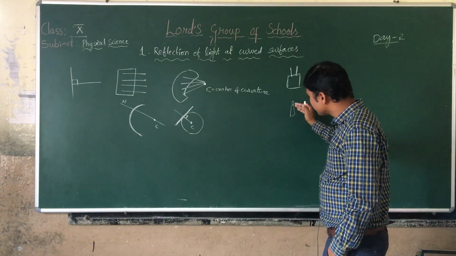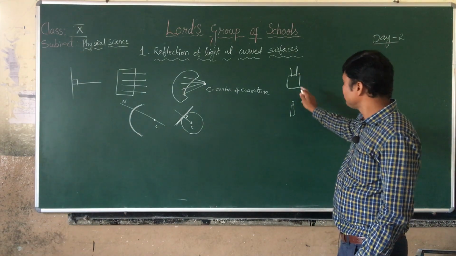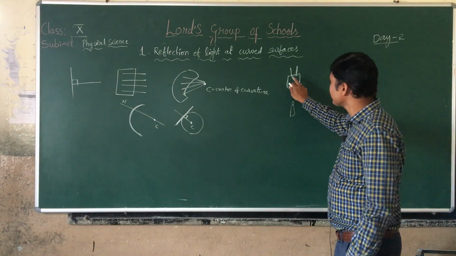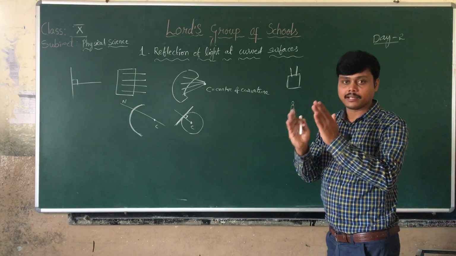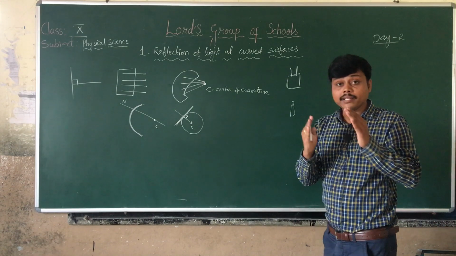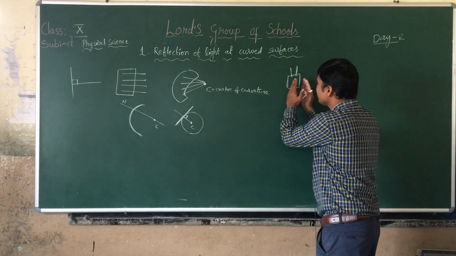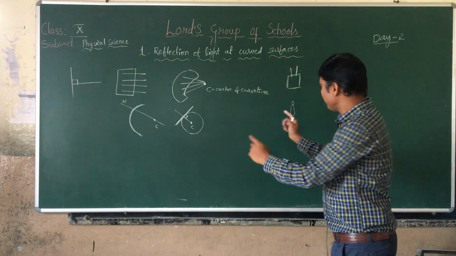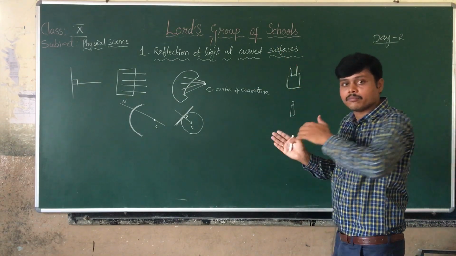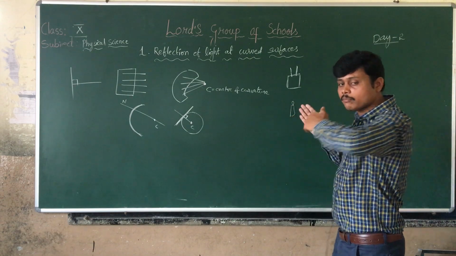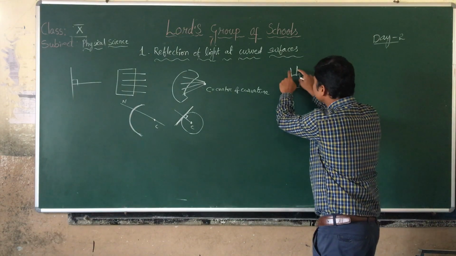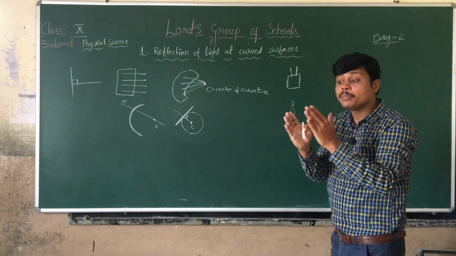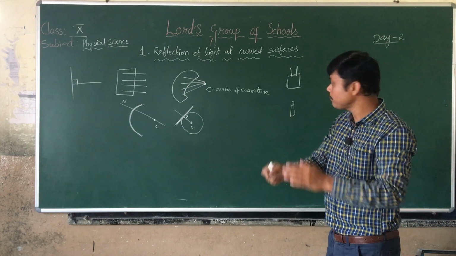But when the candle is moved far away from this wooden piece, you can see the shadows of these two nails are parallel. So my point is, when the candle is near the wooden piece, the nail shadows appear diverged. When the candle is moved very far from the wooden piece, the shadows of these two nails appear parallel. I think you got my point here.